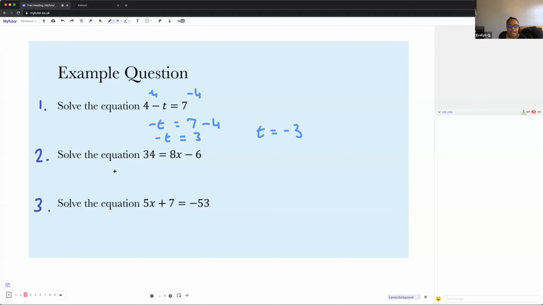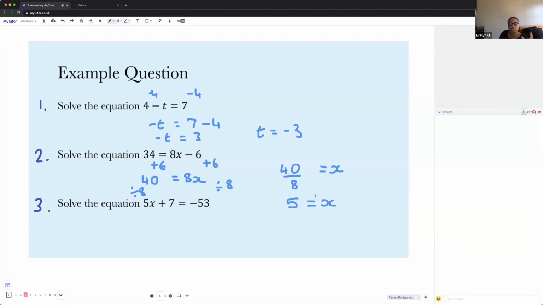Right, if we have a look at the next equation, solve the equation 34 equals 8x minus 6. The first thing that we should do is add 6 to both sides, because this would be the easiest thing to do first. So 34 plus 6 equals 40, and then I'm left with 8x on the right-hand side. The last thing to do is to get rid of that 8, so I need to divide by 8 on both sides. So I'm left with 40 divided by 8 equals x, and 40 divided by 8 is 5. So x equals 5, or 5 equals x.